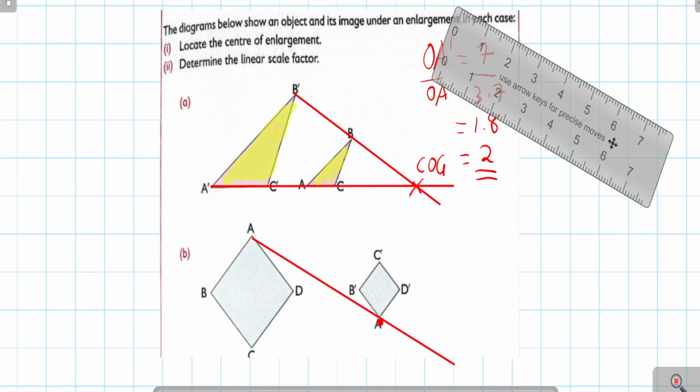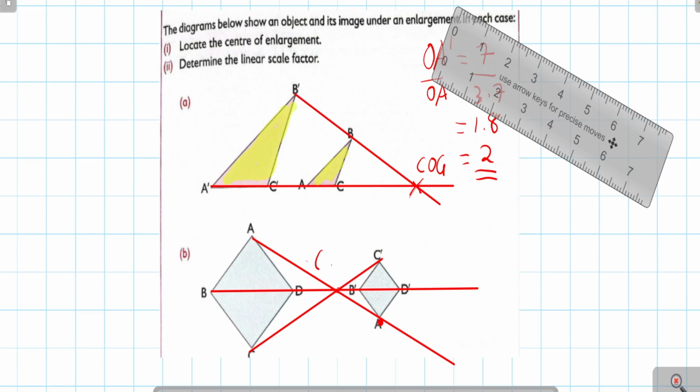Then connecting B to B prime. So B to B prime, and also extend it which is here. So where the two lines meet is now your center of enlargement. Ukitaka waweza connect zingine, but it's not a must. Ukitaka waweza connect C mpaka C prime, it will still give you the same center of enlargement. But so that is your center of enlargement, let's say O.